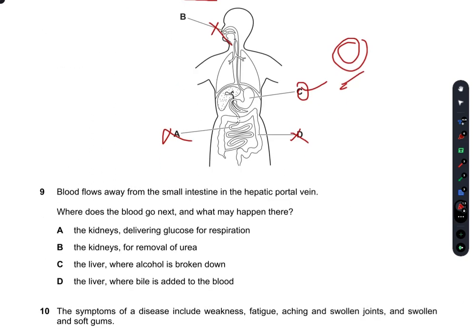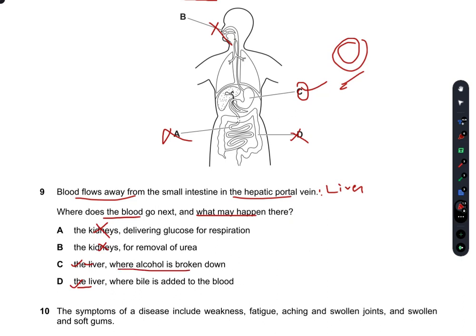Blood flows away from the small intestine in the hepatic portal vein, and the hepatic portal vein carries it to the liver. Remember this. The hepatic vein carries blood to the heart. So where does the blood go next, and what may happen there? The kidneys, no. The liver, yes.